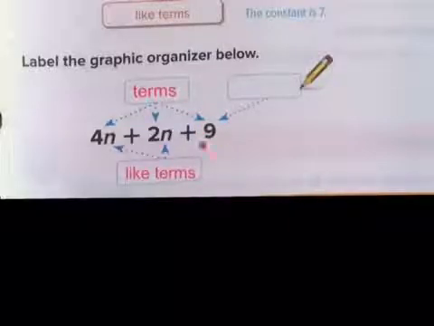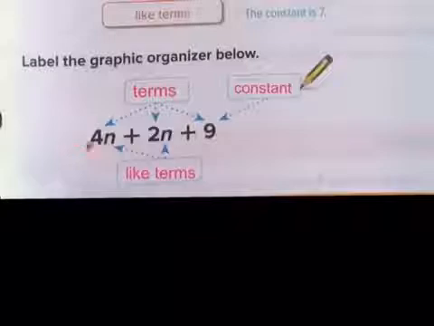And now this one, this number over here, will not change. It's always going to be 9. These might change depending on the value of n, but this one will not. Because this doesn't change, it remains constant. Please go ahead and copy all 3 of those down. You have 3 terms, 2 like terms, and 1 constant.